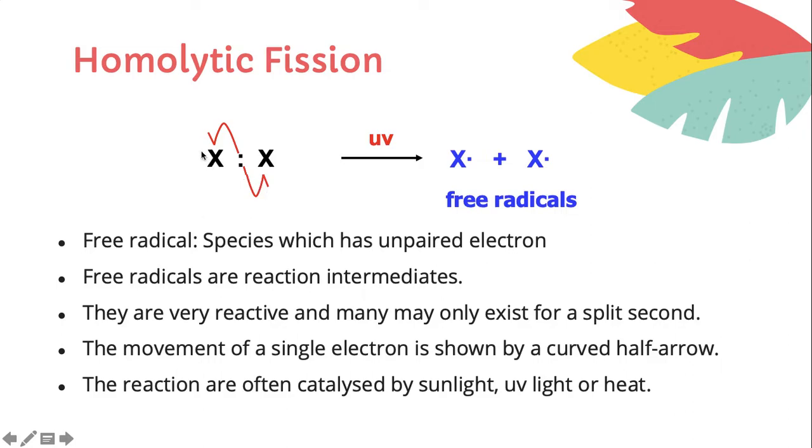Homolytic fission. This is a non-polar bond with two electrons, two atoms, same electronegativity. One electron goes to one atom, another electron goes to another atom. The bond breaks symmetrically, resulting in free radicals in the presence of UV light or sunlight. A free radical is a species which has an unpaired electron. If you see an atom which has one unpaired electron, written like this, it is a free radical.